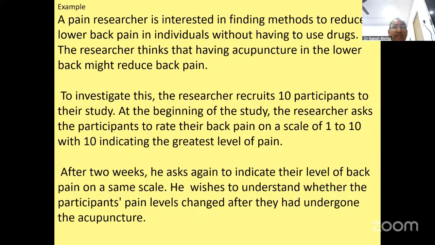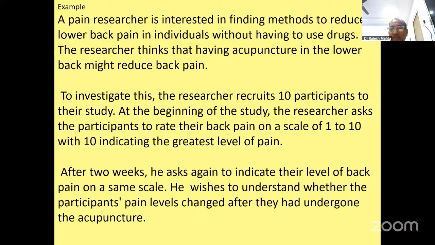So he is trying to investigate this, and he recruits 10 participants for the study. At the beginning of the study, the researcher asked the participants to rate their back pain on a scale of 1 to 10, with 10 indicating the greatest level of pain.